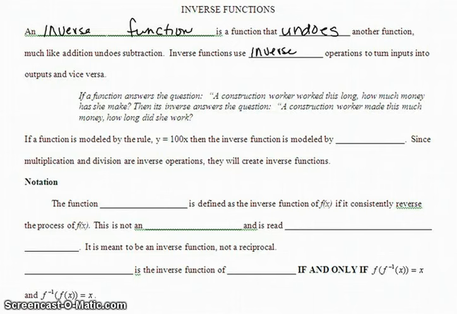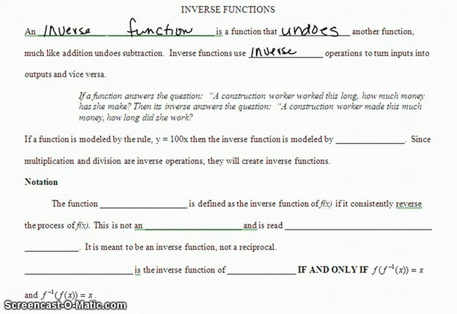So an example: you're a construction worker and you work X number of hours a week. If the function answers, if you work X hours, you're going to make this much money, the input being the number of hours, the output being the amount of money. The inverse function is, if the construction worker makes this much money, how many hours did he work?